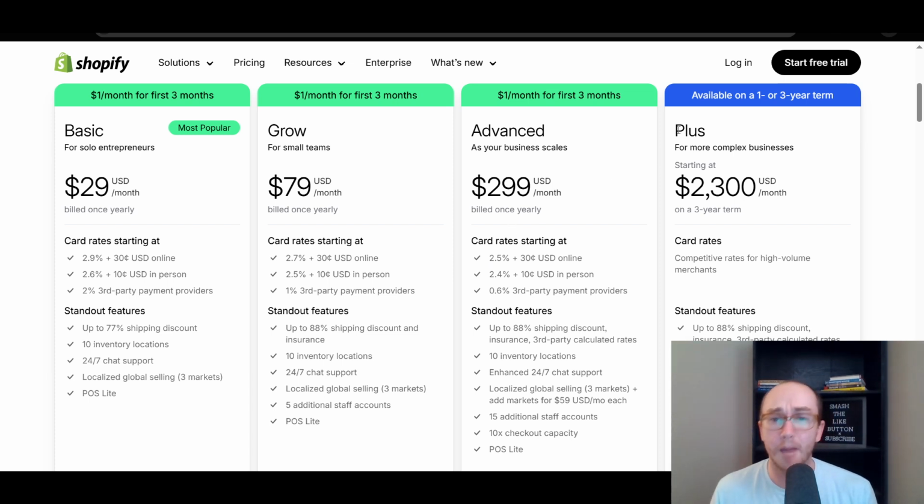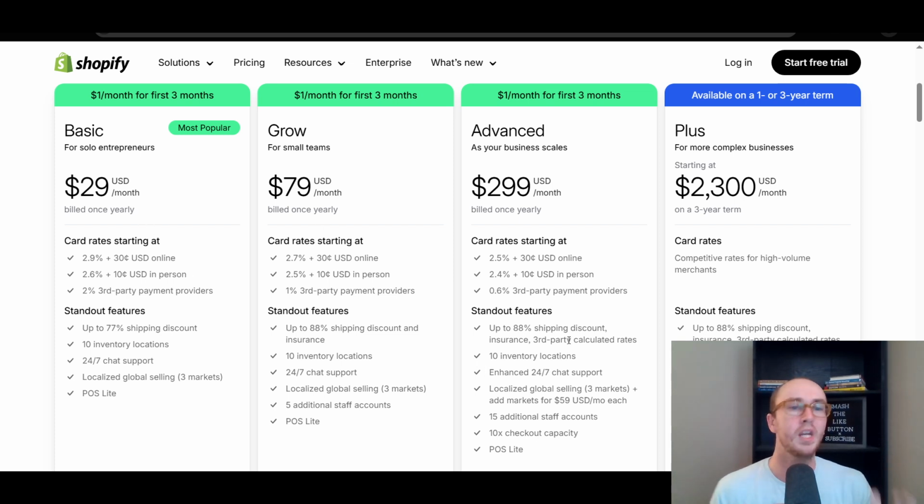And now going all the way up to the plus plan, I get that that's for more complex businesses. I know most people watching this video probably aren't in that bucket, but it does start at $2,300 a month. That does come with available on a 1 or 3 year term, and they can give even more competitive card rates. So if you are in the advanced category, you are a more corporate business, maybe you are expanding, maybe the plus might make sense for you in that case. But again, that's really for more advanced businesses. You have lots of locations. You can have up to 200 inventory locations versus only 10 on the basic, grow, and advanced plan. So do keep that in mind.